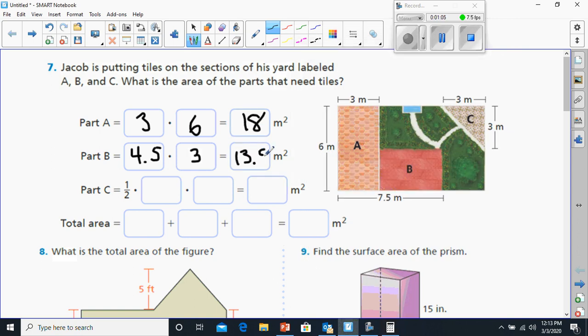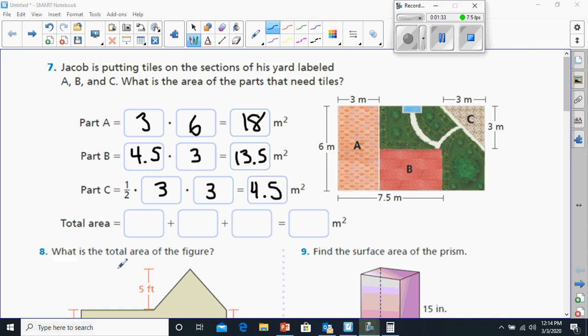And now we're going to part C. And we know that's a triangle. So right off the bat, we're going to multiply this by 1/2. And it's 3 by 3, right? So it's 3 by 3, and then we have to divide it by 2. So that's going to be 9 divided by 2, which would be 4.5.